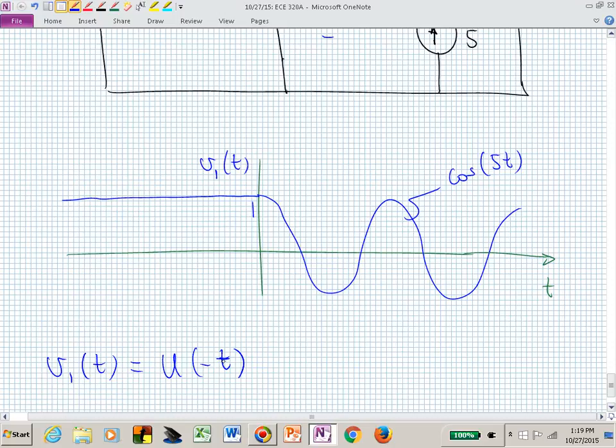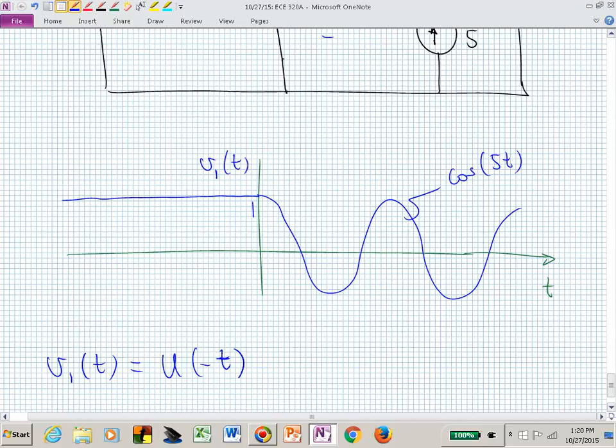Will that work? A reflected unit step. u will be 1 when the argument is non-negative. When I plug in minus 3 for t, what's u of minus t? u of minus minus 3 is u of 3. That should be 1. If I did it at minus 10 for t, it's 1.